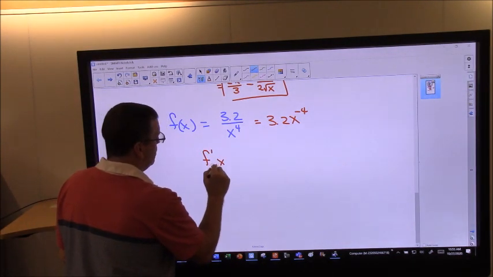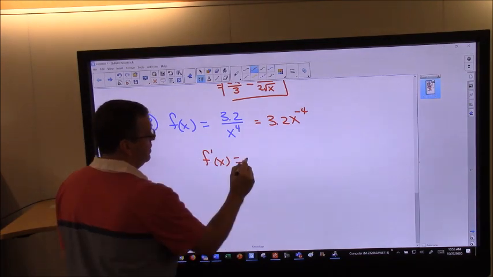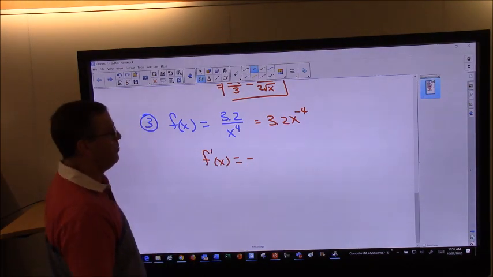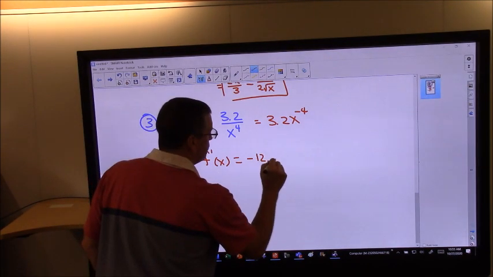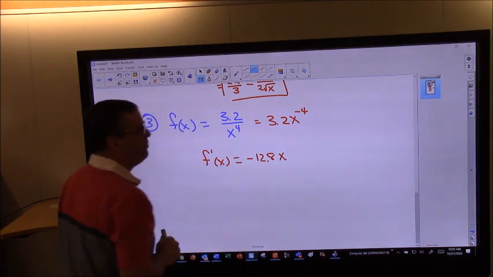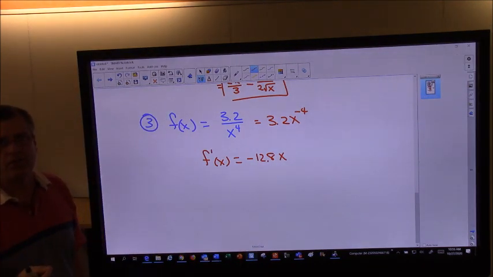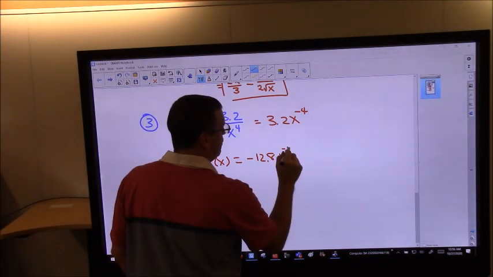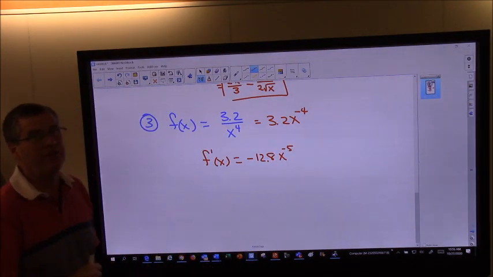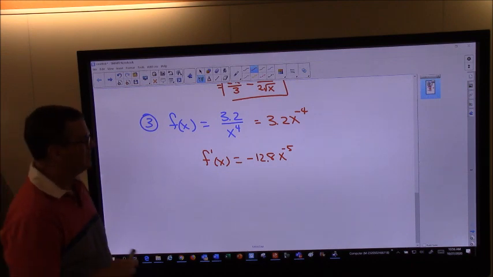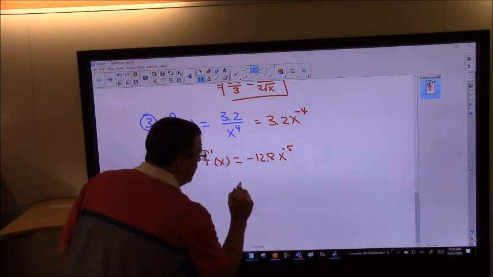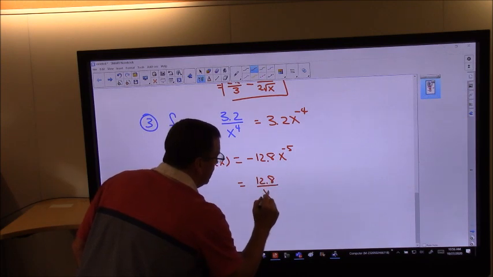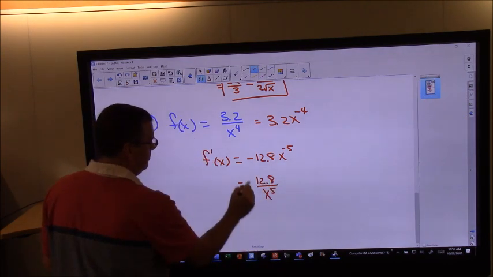So I can say f prime of x is equal to a negative 3.2 times 4, that would be negative 12.8, times x to the, subtract 1 from the exponent. So a negative 4 minus 1, that would be a negative 5. Right? Not a negative 3. You've got to be careful there. And then that's it. So this equals negative 12.8 over x to the 5th. And there's my answer.